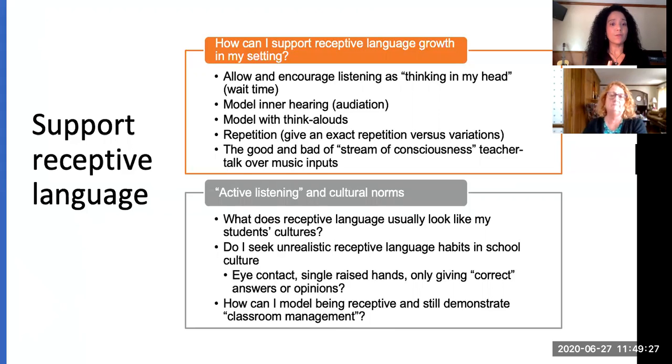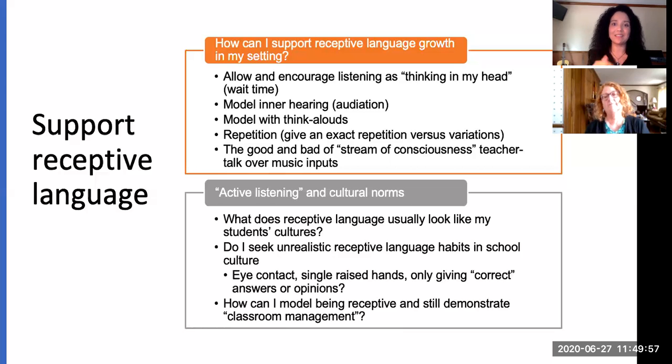And so one of the first things to consider is really allowing and encouraging listening as thinking in my head, and also providing appropriate wait time for your learners. Different students are going to need more or less, and so make sure that you give them that time. Modeling those inner hearing behaviors for your students, modeling think alouds, and using repetition, and also thinking about the difference between exact repetition versus some variations, and allowing some of that to flow naturally. And the good and the bad of stream of consciousness teacher talk over those music inputs.